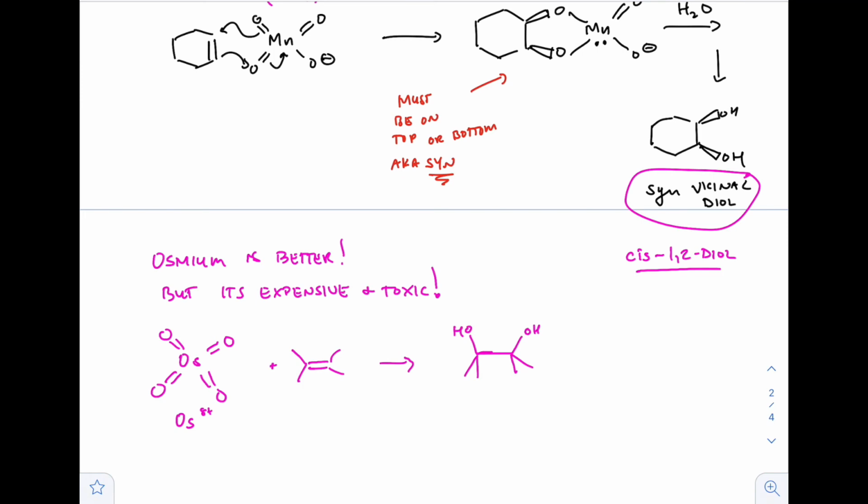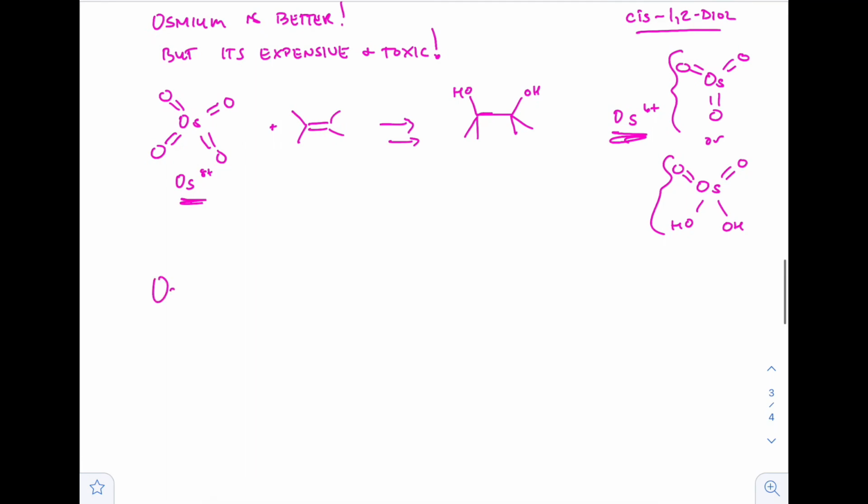We have this osmium 8 plus. That's the structure of the osmium. I told you it's really similar to the manganese. And then we get our cis diol forming. During that process, we reduce our osmium as we oxidize the alkene. So we go from an osmium 8 plus to an osmium 6 plus, which, depending on your sources, could be either one of these structures, or one could lead to the other.